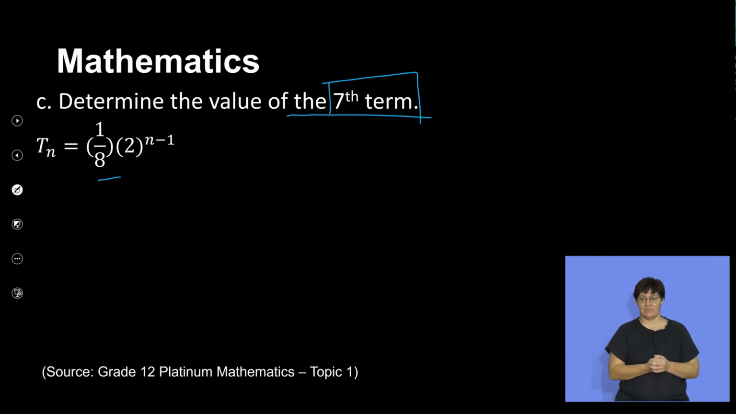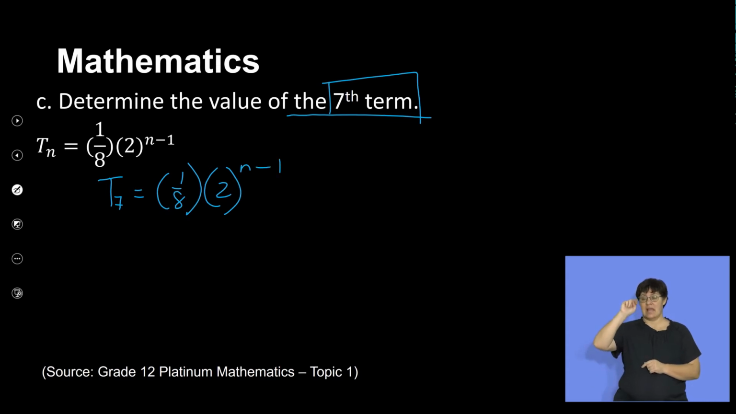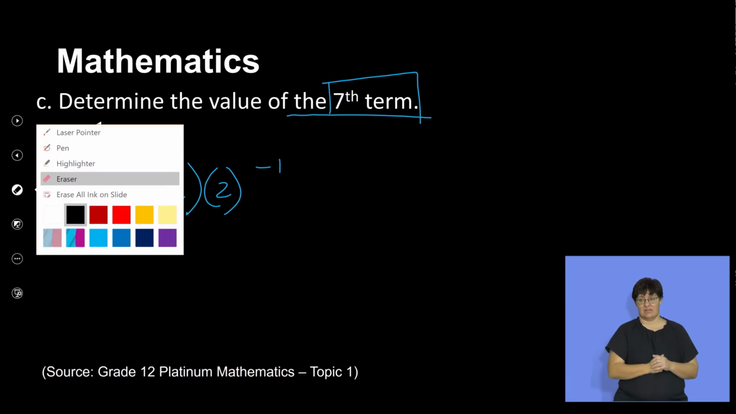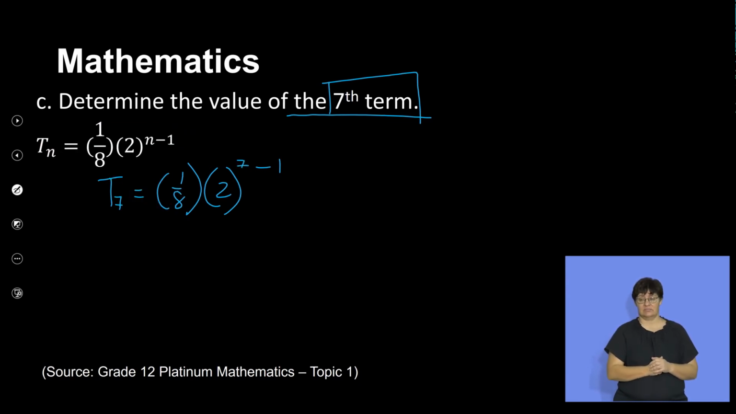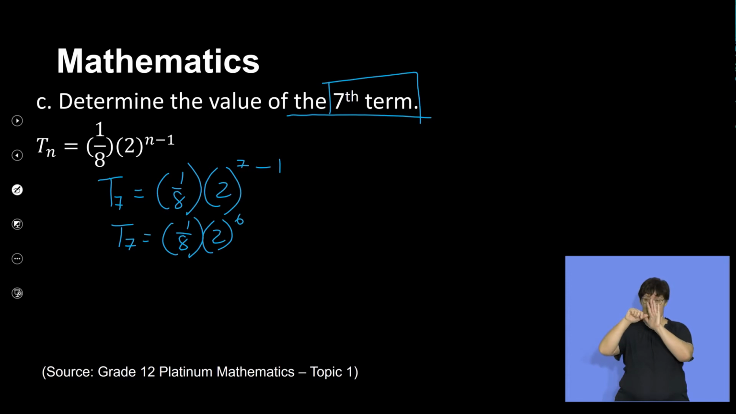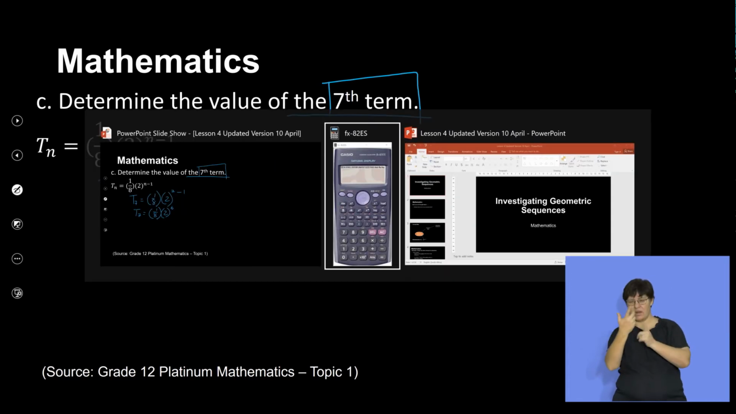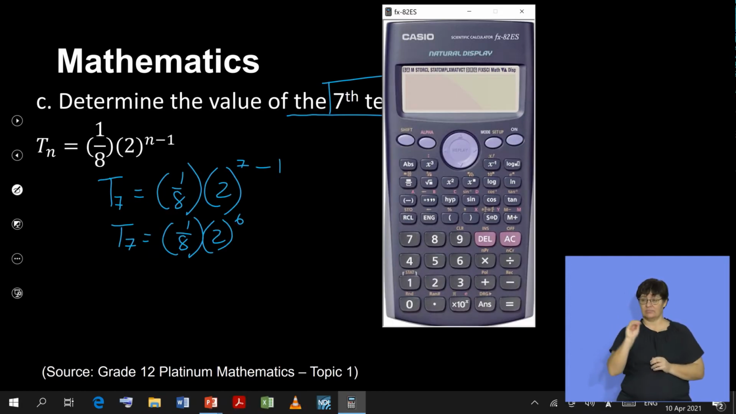So I'm substituting in 7 for n. So I'm going to have an eighth times 2 to the power of n minus 1. But please remember, I am substituting in n with 7. So I'm going to have that T7 is equal to an eighth times 2 to the power of 6. Let us pop that into our calculator.